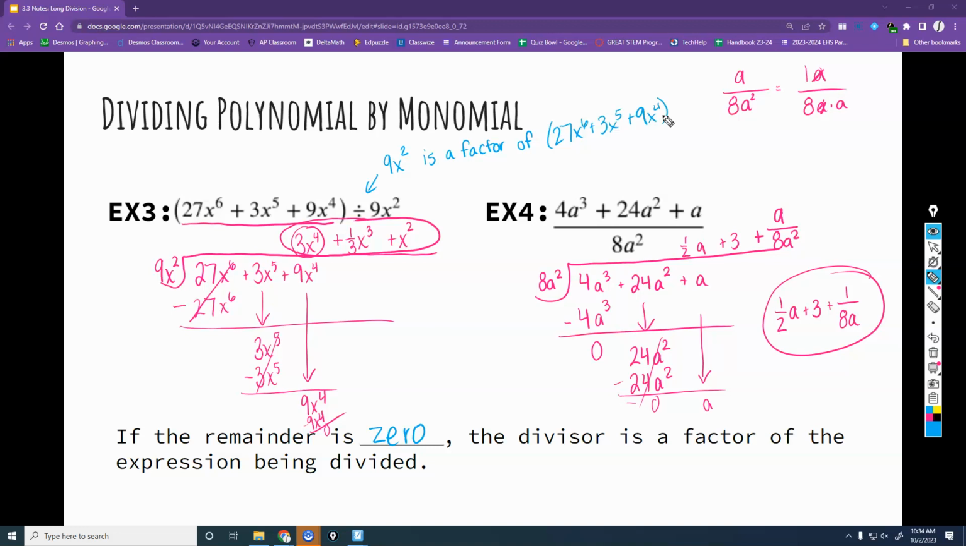For number 4, did we get 0 as our remainder? We did not. We had to put this fraction over here on the end, right? So 8a squared is not a factor of 4a cubed plus 24a squared plus a. Some of the questions you get may not ask you to divide. They may say, is 9x squared a factor of 27x to the 6th plus 3x to the 5th plus 9x to the 4th? But you would be doing the same thing to see if you got the remainder. Actually, there's going to be a shortcut we're going to learn for that too. Okay, questions?